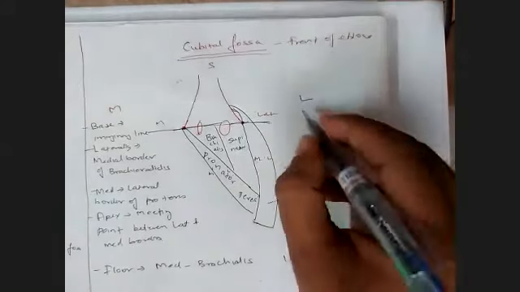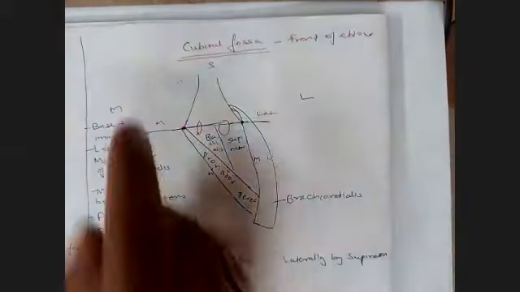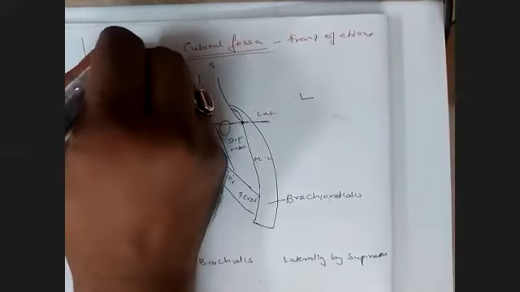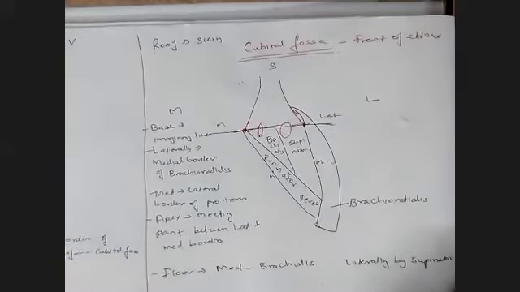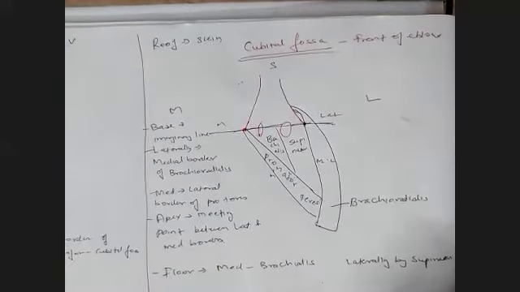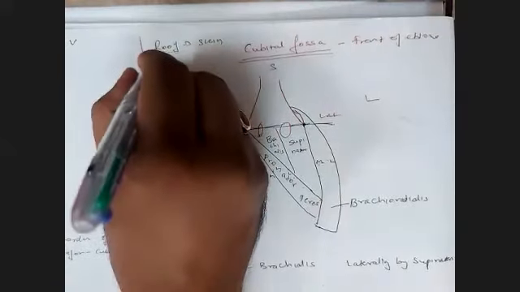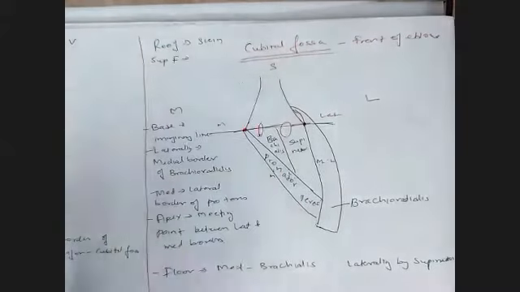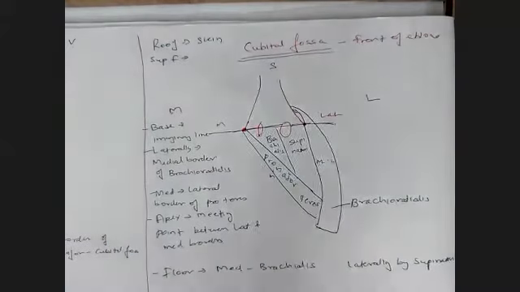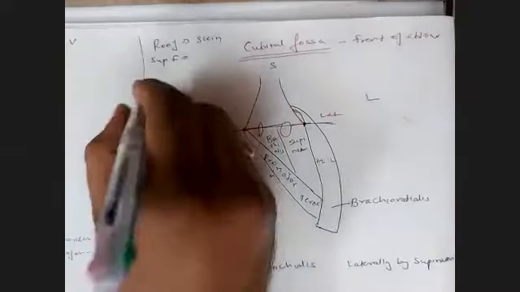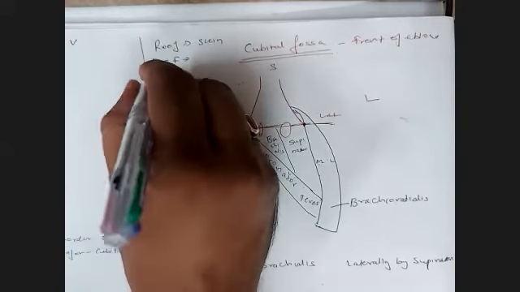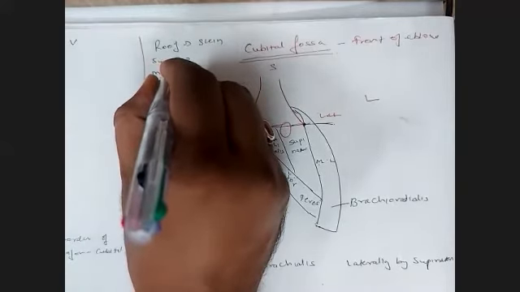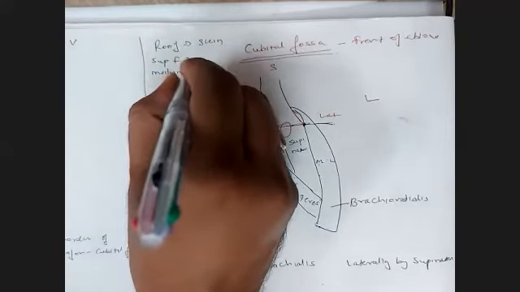Okay. Now what forms the roof? Roof of most of it is formed by skin. Most of the triangles and fossae, when we talk about the roof, we say the roof is formed by skin. Then we talk about superficial fascia, deep fascia. But there are some structures in the superficial fascia, and that is the median cubital vein.